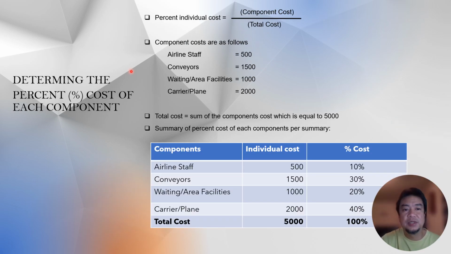To determine the percent of cost of each component, that will be the percent individual cost. For percent individual cost, you have the component cost divided by the total cost. The total cost is 5,000. So the airline staff cost divided by the total cost is 10%. Same with the other components: conveyors 1,500, that's 30% of 5,000. Waiting area facilities is 1,000, that's 20%. And carrier plane 2,000, that's 40%. The total is 100%.